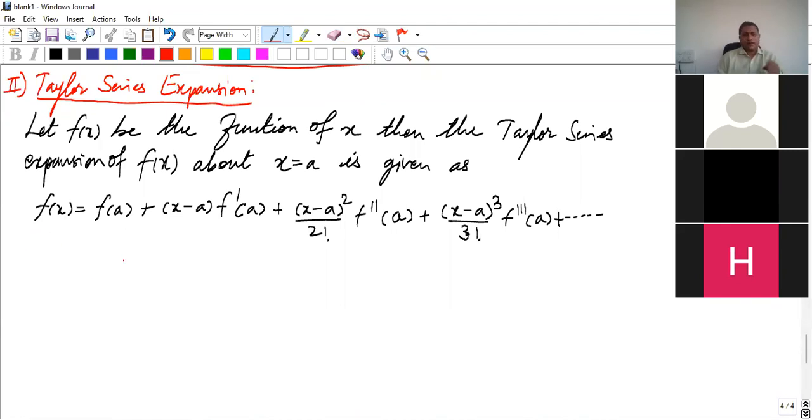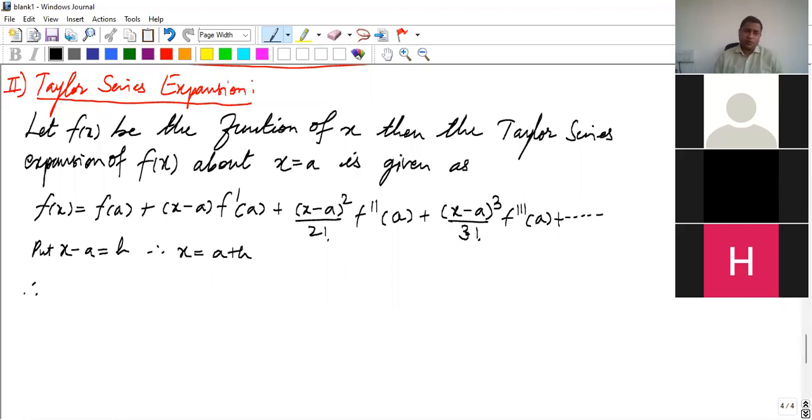Now here, there are several ways to write the same formula. So you can see, I'll be writing this in a different way. What I can do is put x minus a equal to h. So we'll get x equal to a plus h. If I put this x minus a as h, then x is going to be a plus h.